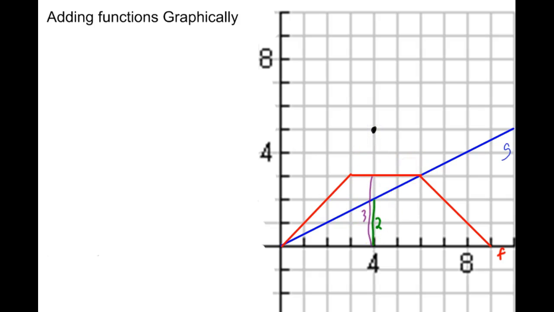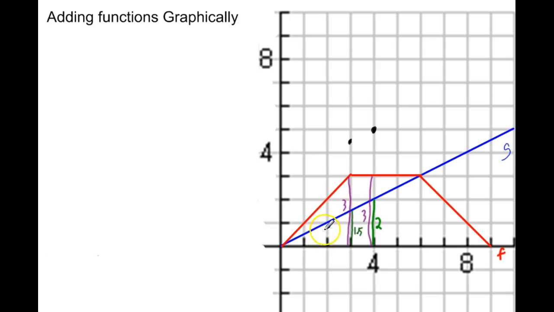Let's do that again. So here the blue g function looks like it's about 1.5. And then at 3, this looks to be 3 units tall there. So if I add up both of those together, 1.5 and 3 is 4.5. That looks about right there.